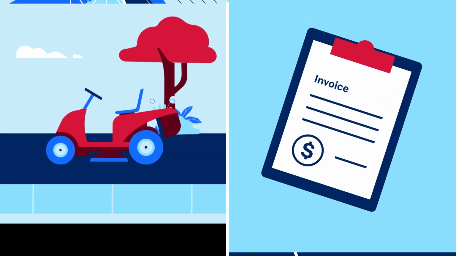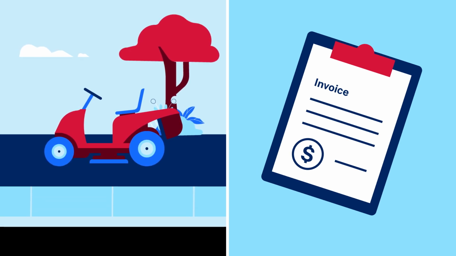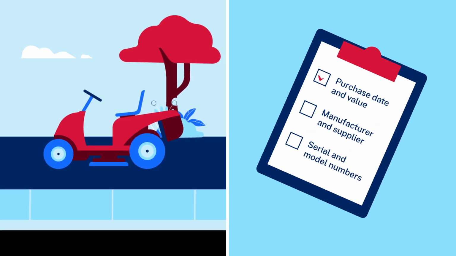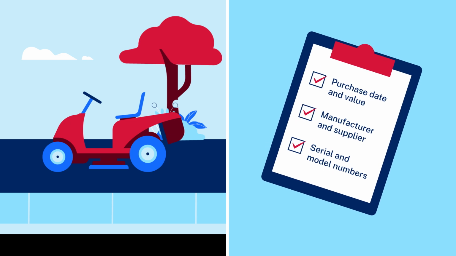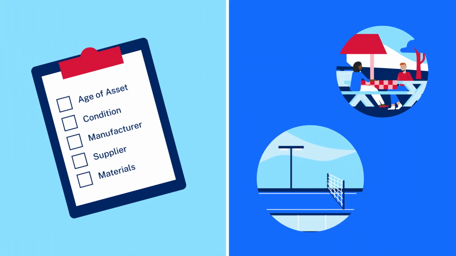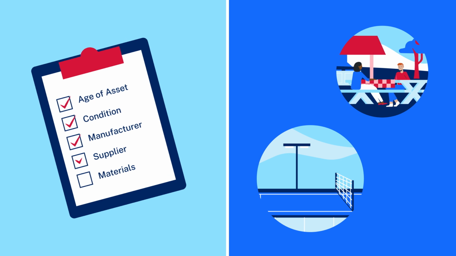When purchasing new assets or upgrading existing ones, make sure that an invoice is issued so that details such as purchase date and value, manufacturer and supplier, and serial and model numbers can all be used to record information on the asset register. Where an asset value is unknown, list the asset and provide as much detail as possible, such as age of asset, condition, manufacturer, supplier, materials that the asset may be constructed from, or any model or serial numbers.